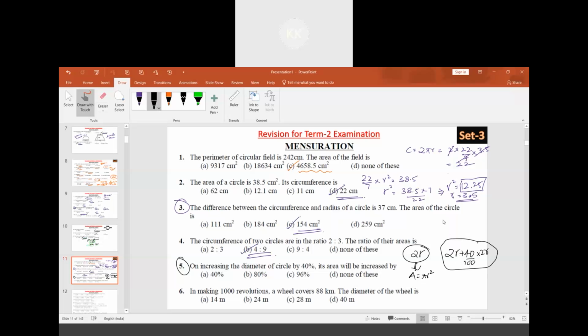What to do? See, this will be 2r plus 0.4 into 2r. So 2r multiplied by 1 plus 0.4, that is 1.4. 2r into 1.4 is the new diameter. Diameter is 2r into 1.4. This is 2r.